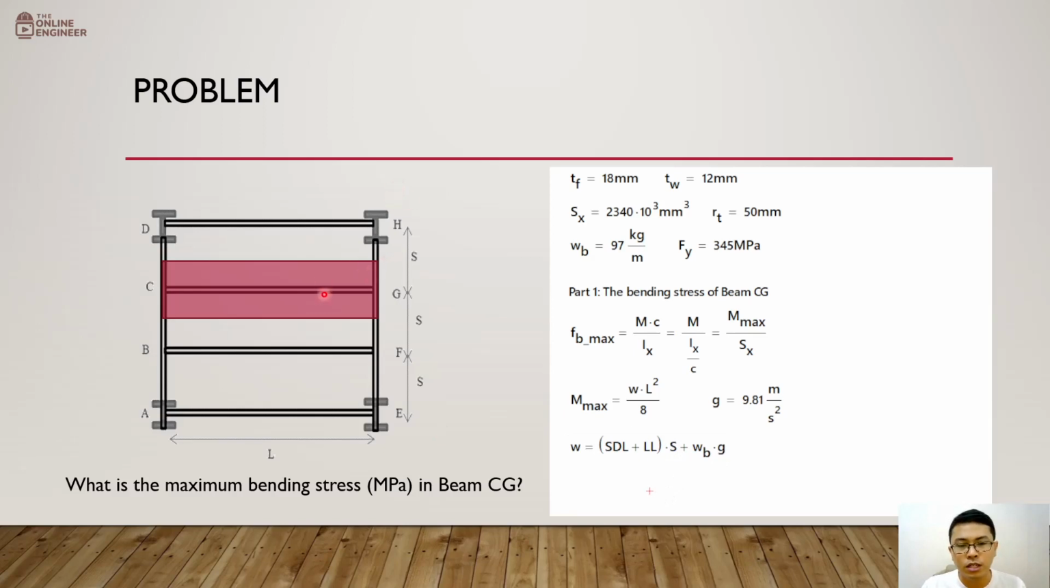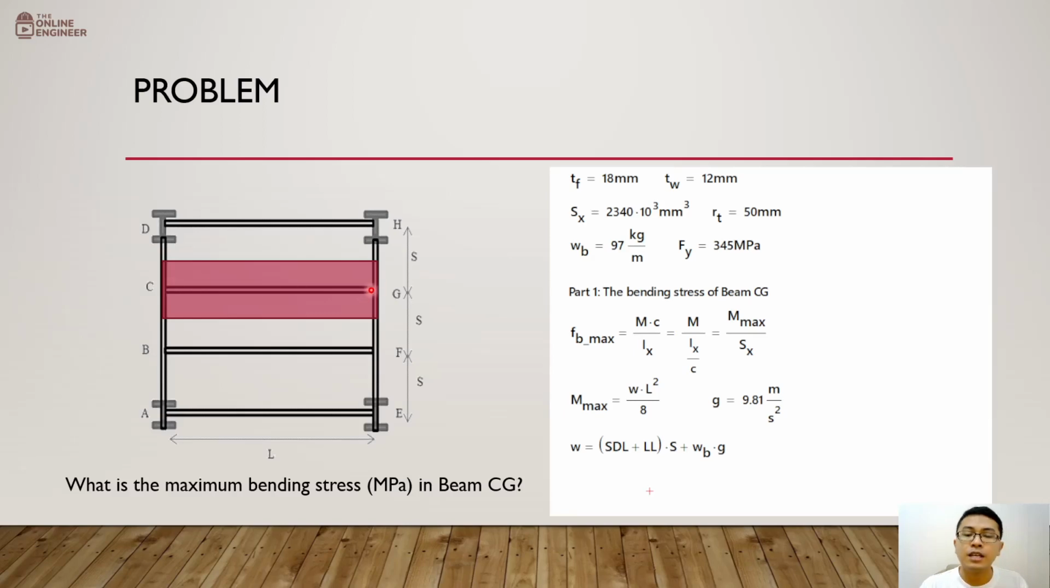If we go back to the figure over here, we're analyzing beam CG. What is the tributary area of beam CG? That's the shaded red portion that we have here. So this is our tributary area, this red portion over here. What is its tributary width? The area is rectangular, so it has a length and a width. The length is, of course, the span L. What is the width? The width is this length over here.